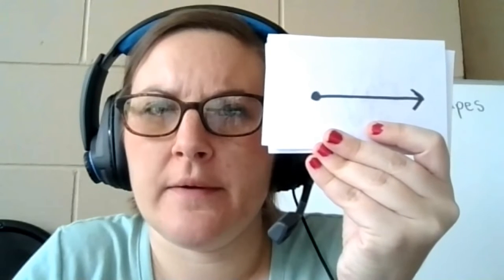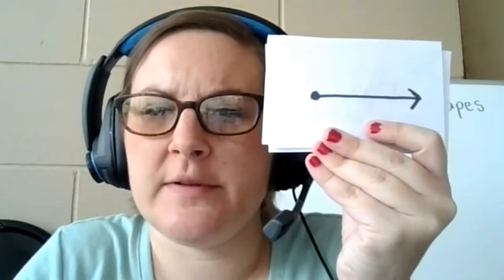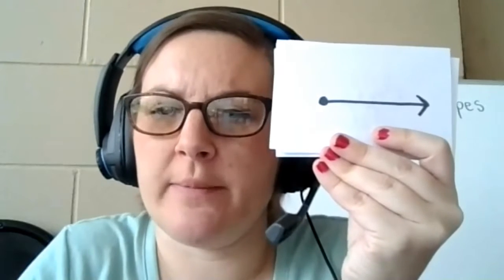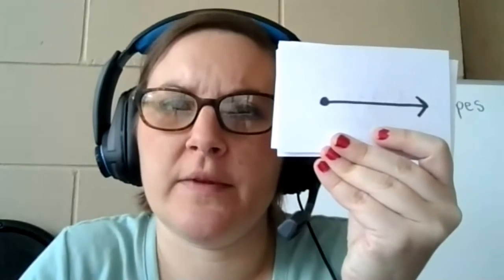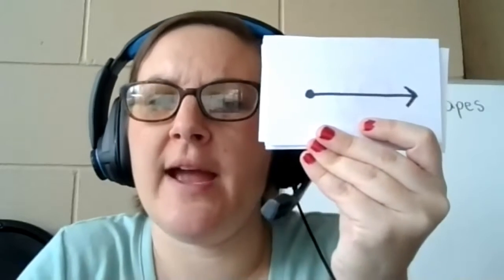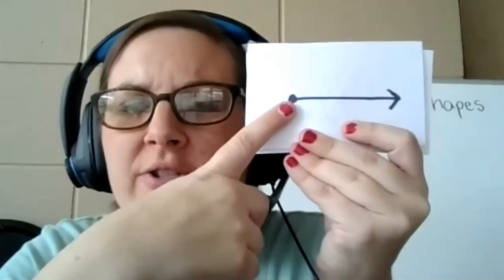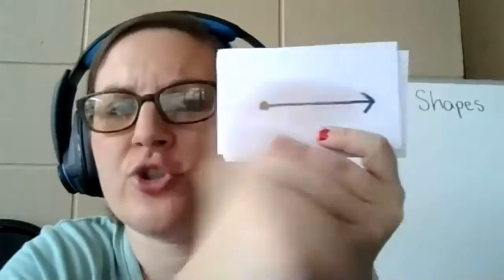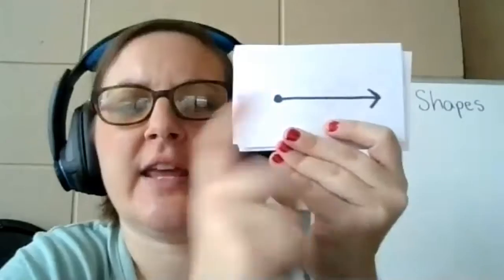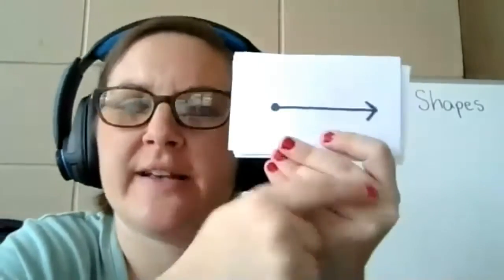All right, how about, what is this? Chloe. A ray. Very good. It is a ray. How do we know it's a ray? Because it has a beginning, but it shoots off on one side and keeps going. It makes the side of an angle. Okay, that's how we know it's a ray.